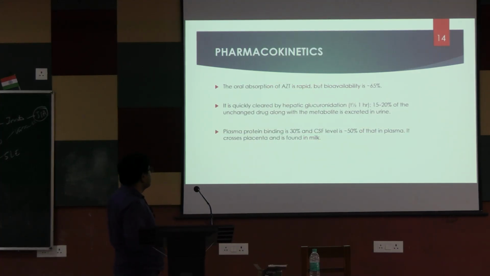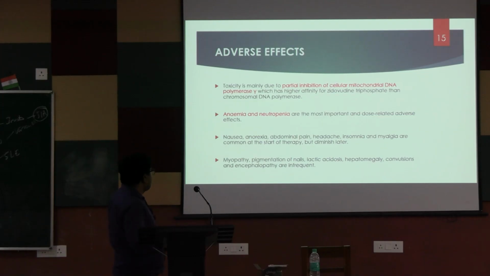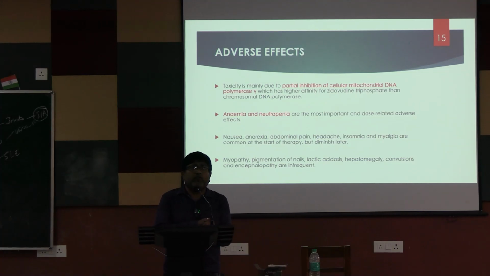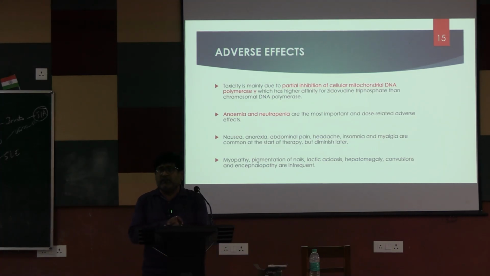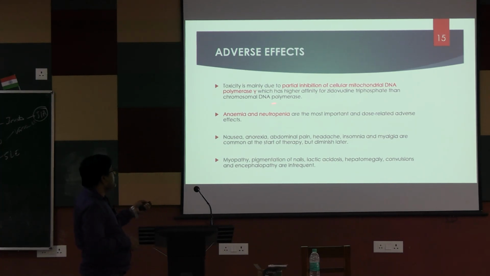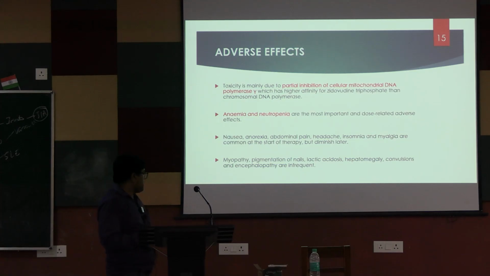These are all about the pharmacokinetics. Now adverse effect. The most important adverse effect with Zidovudine is bone marrow suppression leading to anemia and neutropenia. It develops because of the partial inhibition of cellular mitochondrial DNA polymerase gamma, which has got higher affinity than chromosomal DNA polymerase. Anemia and neutropenia are the most important and dose-related adverse effect.